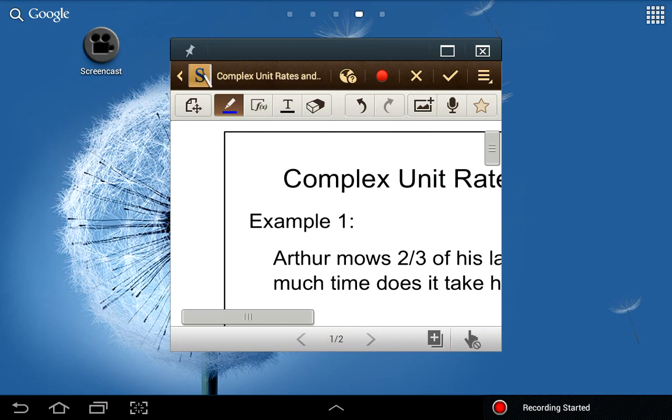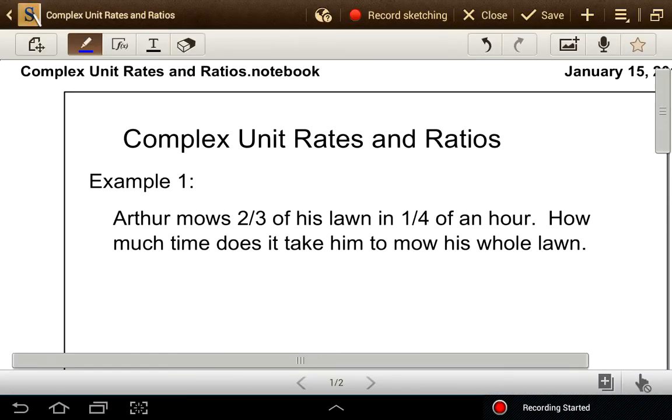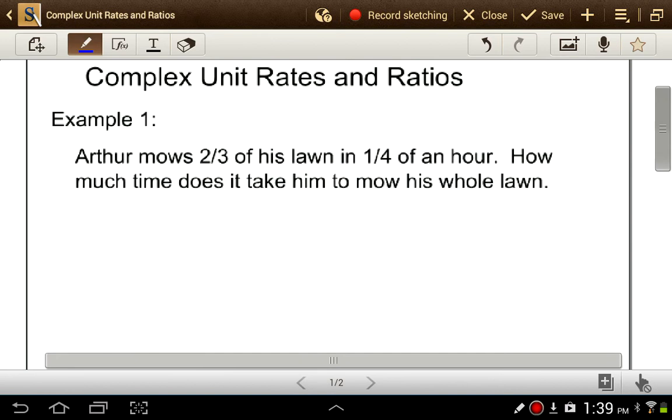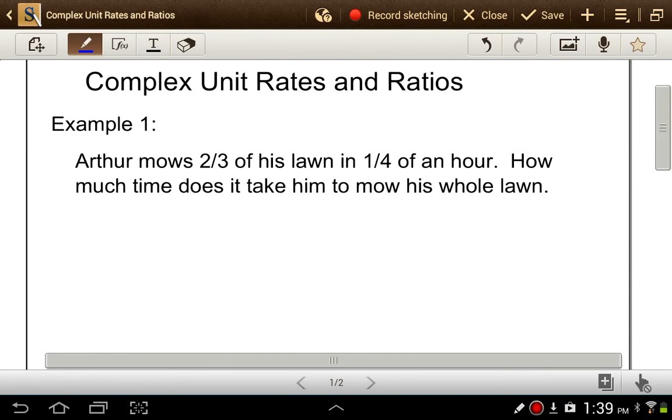Okay, here we go for today, guys. Complex unit rates and ratios. All right, for complex unit rates and ratios, we are going to be working with ratios and rates to answer our problem. So every problem you need to do, you need to set up as a ratio in order to solve. Okay, there are other ways of solving these problems, but this is the skill I want you guys to practice on.